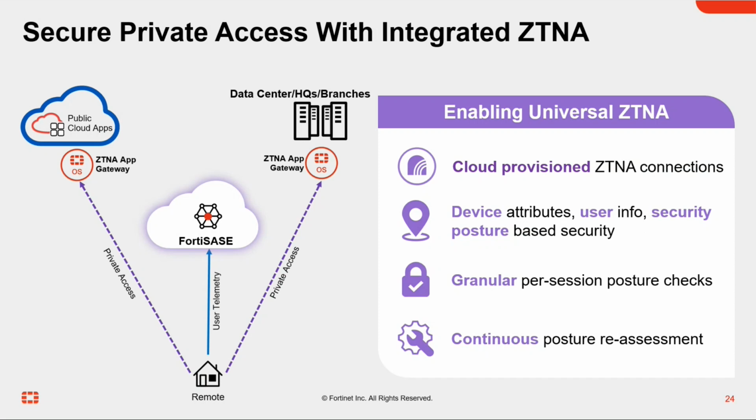And then finally, zero trust network access. So when you want to secure the device, the user, and make sure the application they're going to access is privileged access, then we can do that with the zero trust network access component with FortiSASE.